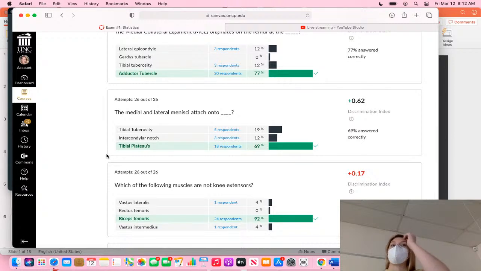Medial and lateral menisci attach onto the tibial plateaus. So remember those flat portions on the top of the tibia. Tibial tuberosity, no, because we know that's kind of halfway down the shin. Intercondylar notch would be on the femur.